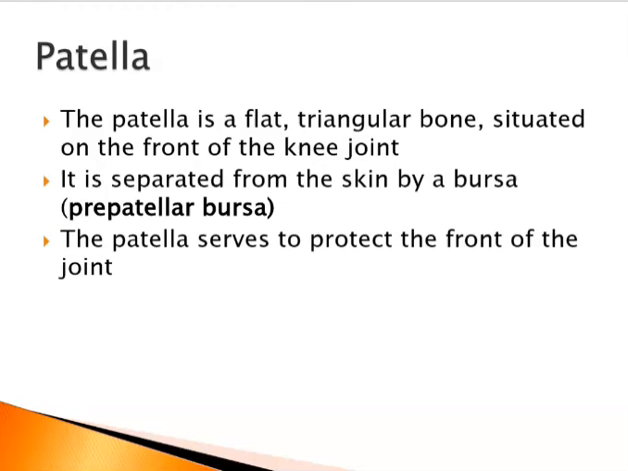Then coming to patella. The patella is a flat triangular bone situated on the front of knee joint. This patella is separated from skin by a bursa called as prepatellar bursa. The patella serves to protect the front of the knee joint.